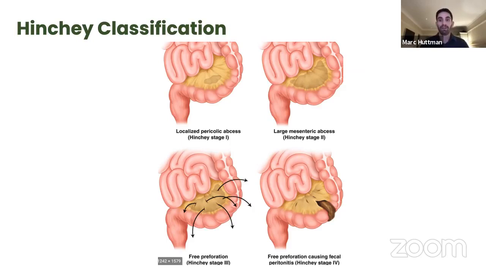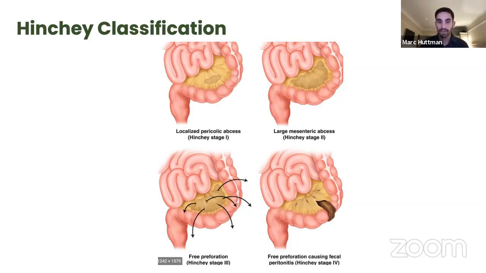If that becomes very big, because that can swell and swell, it might not pop yet, but it will swell and swell, and it's large, that will be a Hinchey stage two. And it's in the mesentery, i.e. the bit that's connecting the bowel to the posterior abdominal wall, which has all the vessels and the fat and things. So one and two are uncomplicated. That's kind of an abscess. You can recover with antibiotics and you'll be fine.